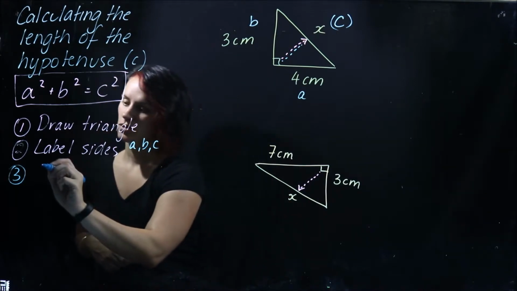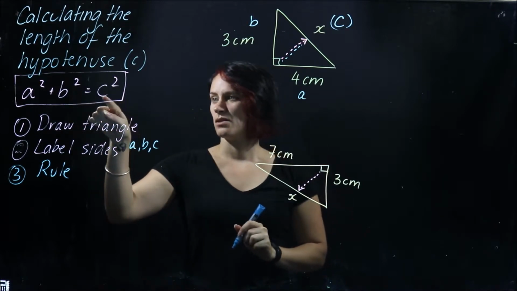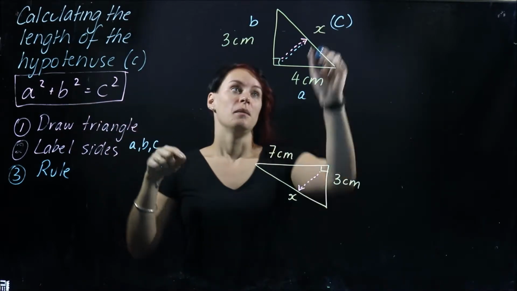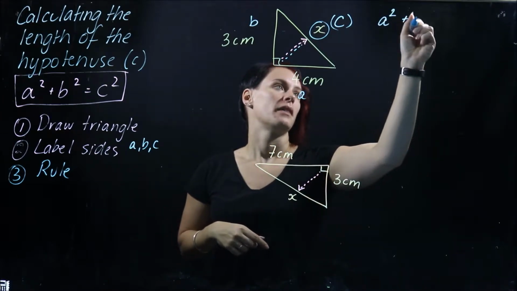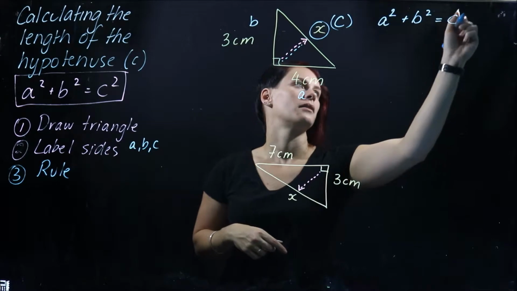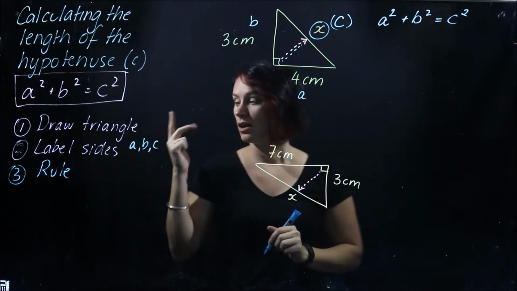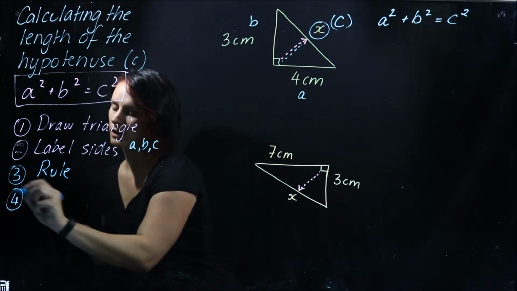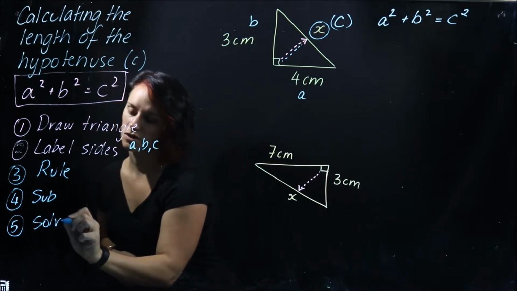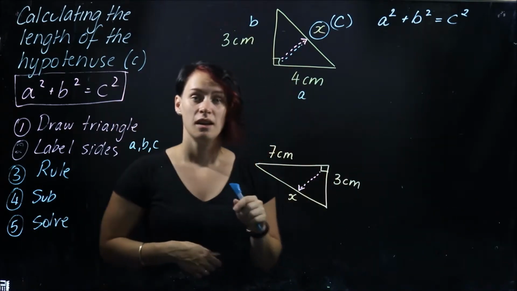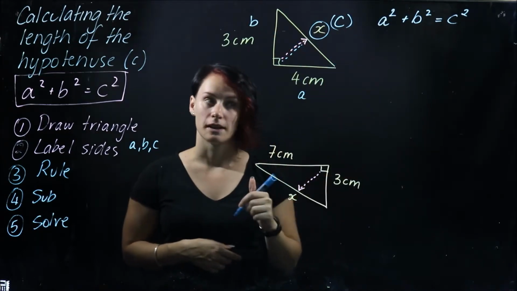Next we have to sort out our rule. What rule are we going to use? Well, we know that in this case we're trying to find C on its own, because this is what's missing. We can just use our simple Pythagoras' theorem, so we're going to write our rule out. Right, a squared plus b squared equals c squared. Drawn a triangle, label the sides, choose the rule, then we are going to substitute and we are going to solve. And when I say substitute, I mean we're going to use the numbers that we are given in our image or our diagram, and we're going to substitute it into our formula.